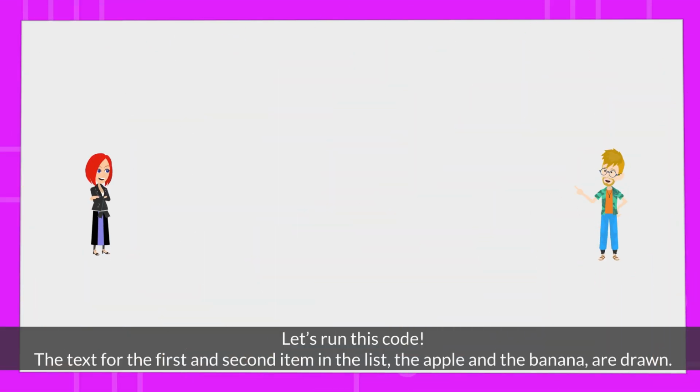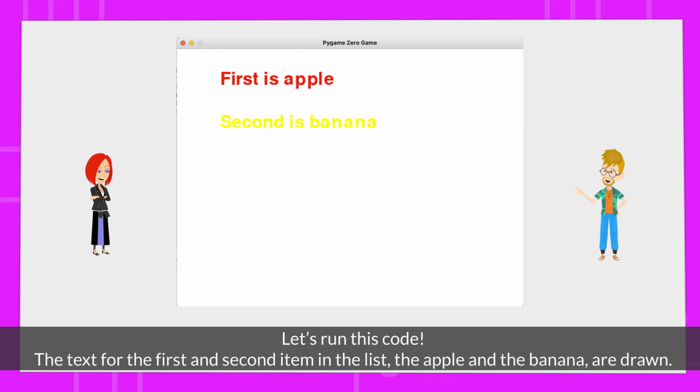Let's run this code. The text for the first and second item in the list, the apple and the banana, are drawn.